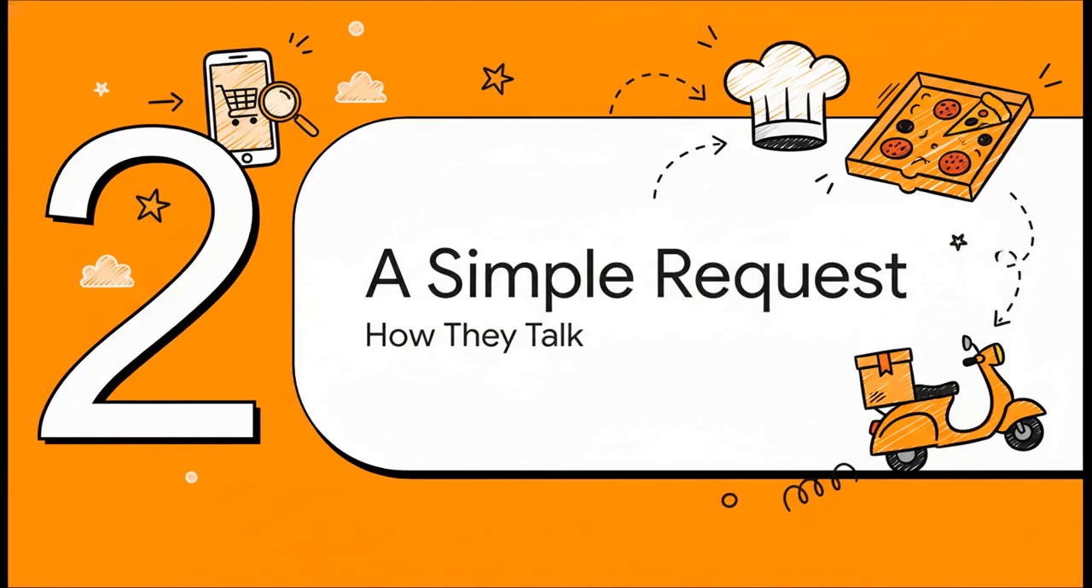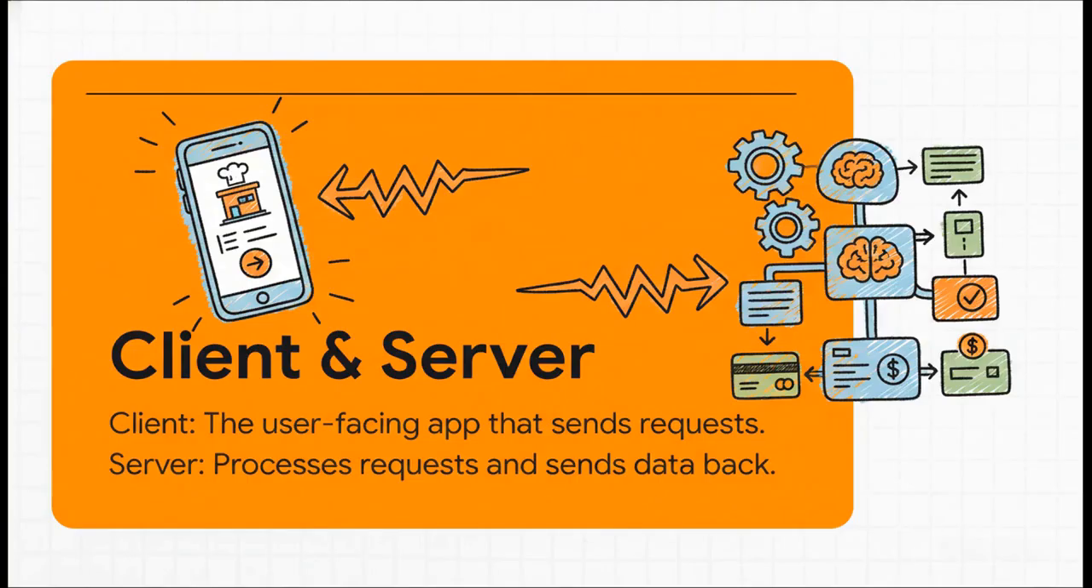Okay, so we know they talk to each other, but how? How does that conversation actually work? Let's try to make this super concrete. Maybe use an example we all get. Let's think about a food delivery app. So in that food app, your phone, that's the client. It's the part you're actually looking at, the part you're touching. It's showing you the restaurants, the menus, and it's what lets you hit that place order button. And that tap, that single tap, that's the request.